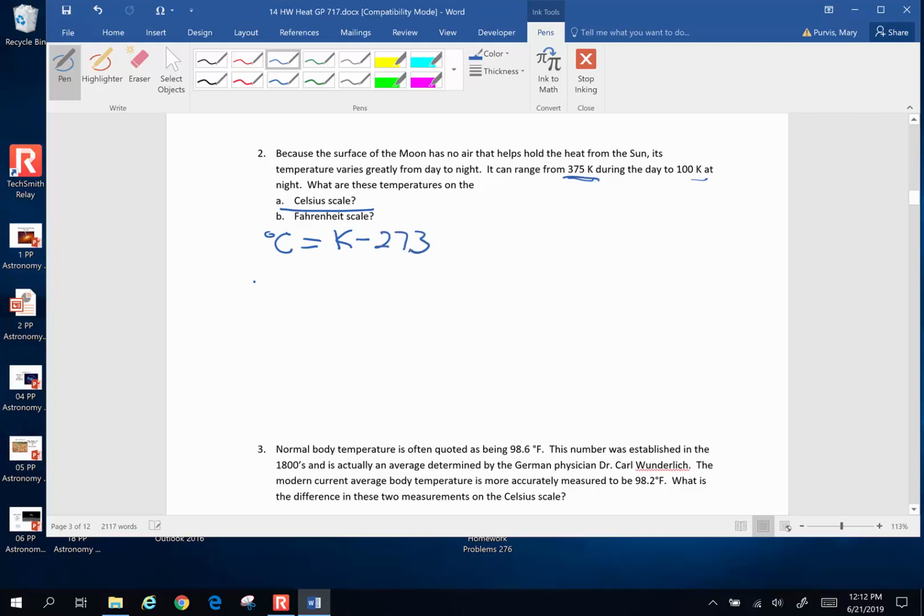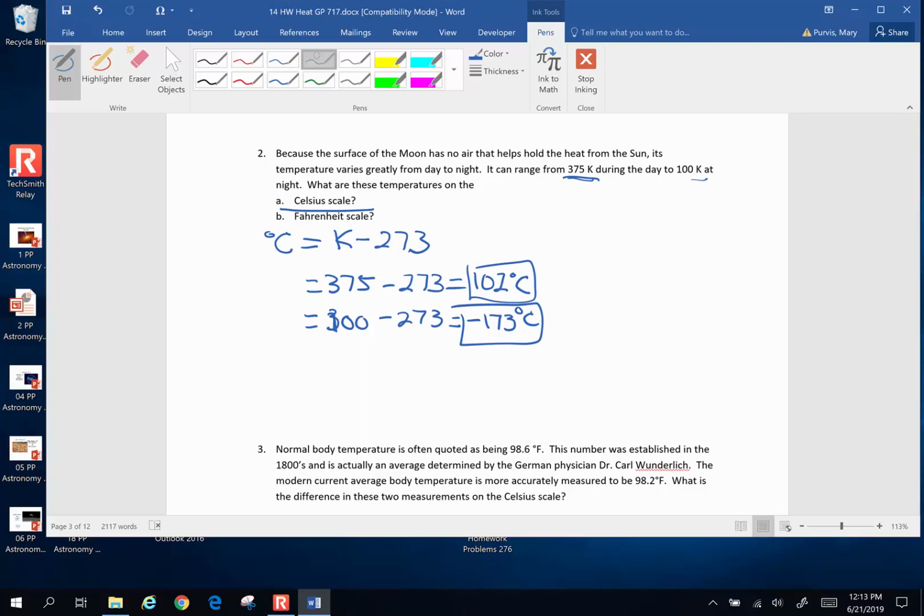So we're going to start with 375 minus 273. And when I do that subtraction, 375 minus 273, yeah, I know I could do it in my head. I'm just not feeling like it today. 102 degrees Celsius. And then the other one is going to be 100 minus 273, which, again, I can do in my head, is going to be minus 173 degrees Celsius. So those are going to be my Celsius temperatures.